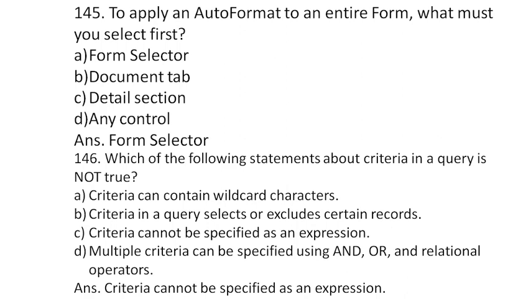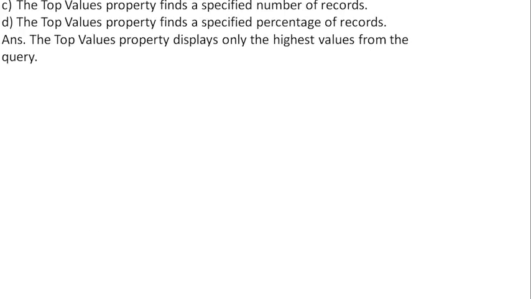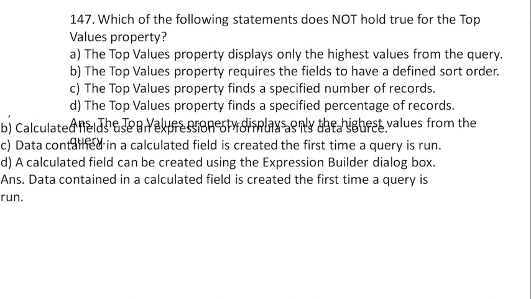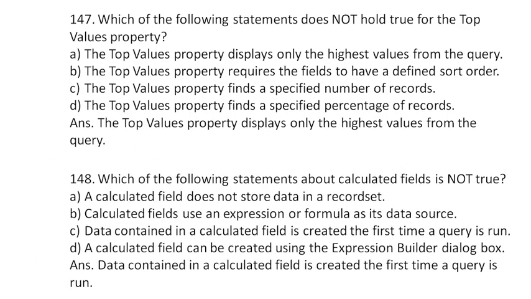Next, which of the following statements about criteria in a query is not true? The answer is criteria cannot be specified as an expression. Next, which of the following statements does not hold true for the top values property? The answer is the top values property displays only the highest values from the query. Next, which of the following statements about calculated fields is not true? The answer is data contained in a calculated field is created the first time a query is run.